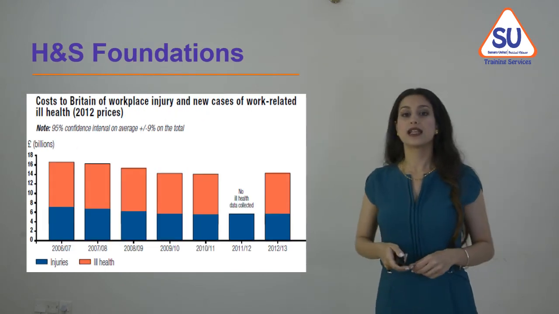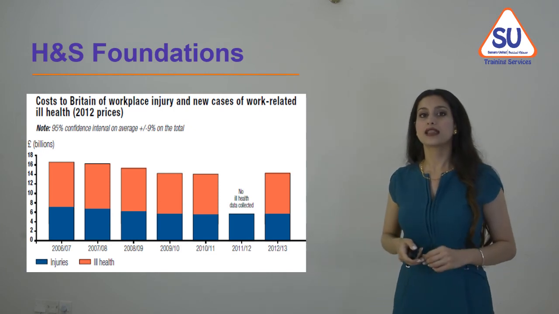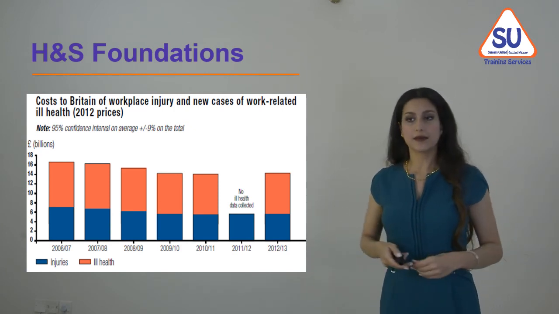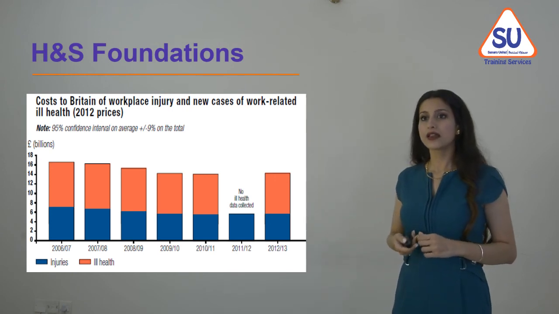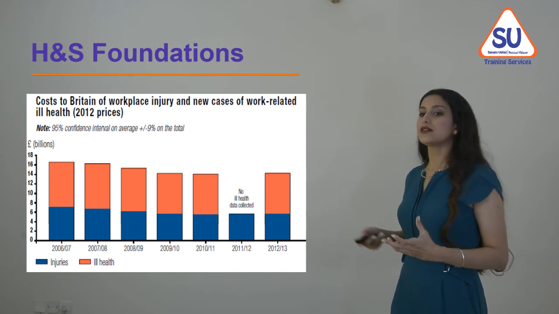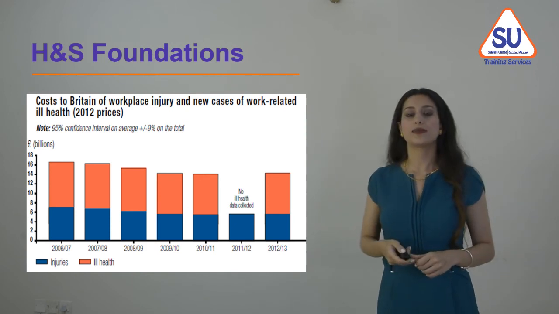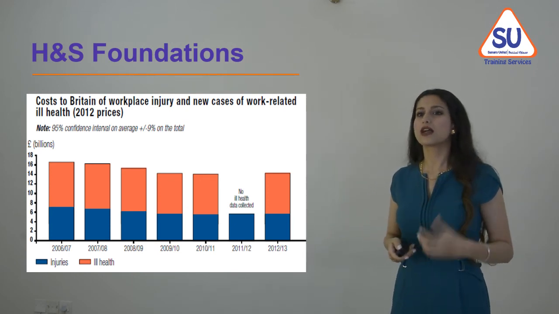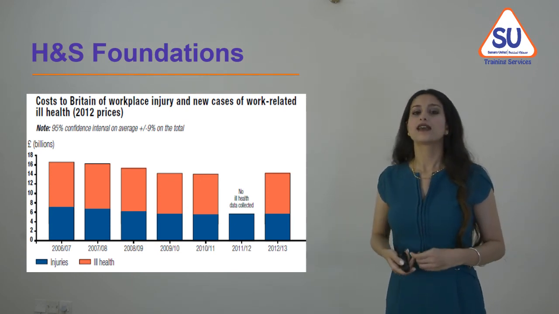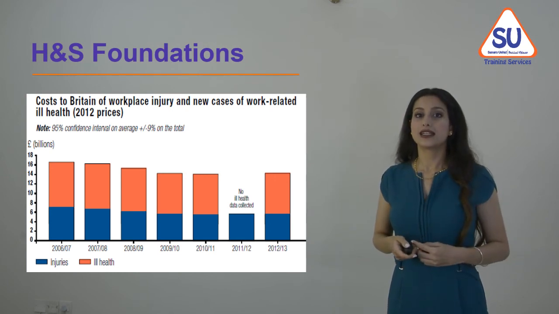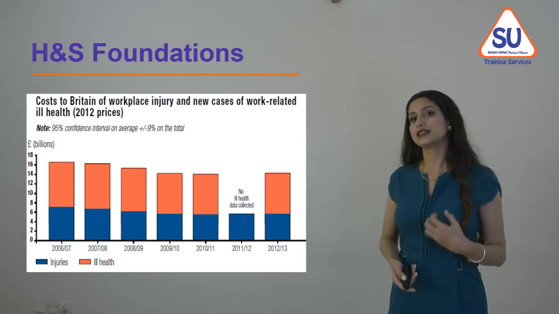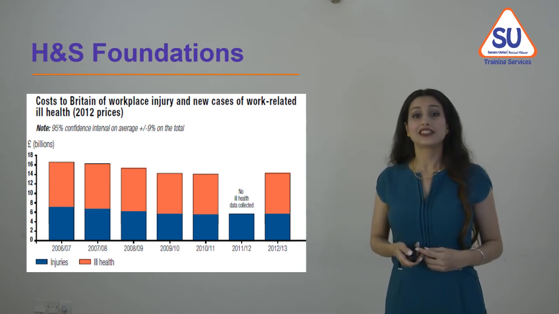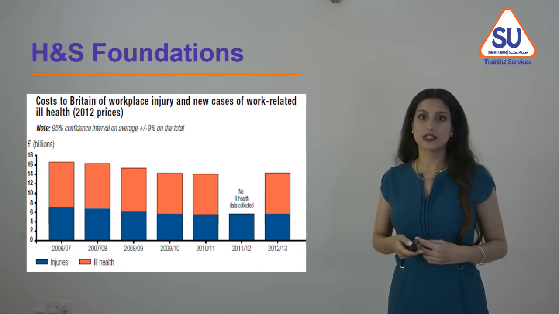Going into the next slide, we look here directly at the cost to Britain as an example of workplace injury and new cases of work-related ill health. Similarly, you see here that the cost of occupational illnesses is much, much higher than injuries. However, ironically, occupational health, as discussed earlier, does not receive the attention that it deserves for the reasons mentioned earlier.